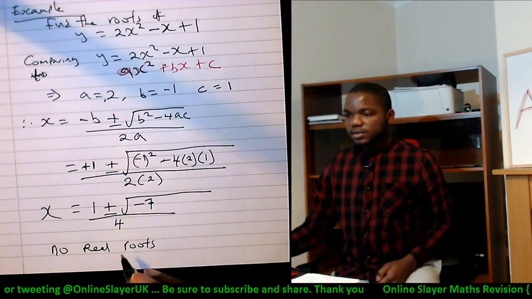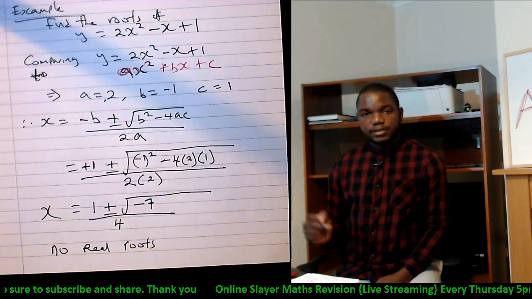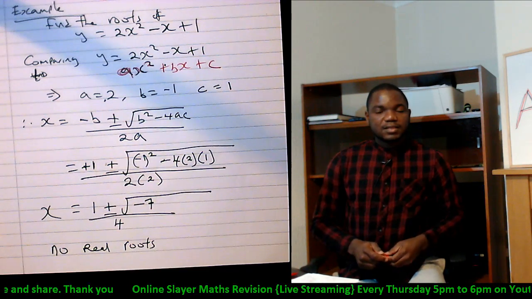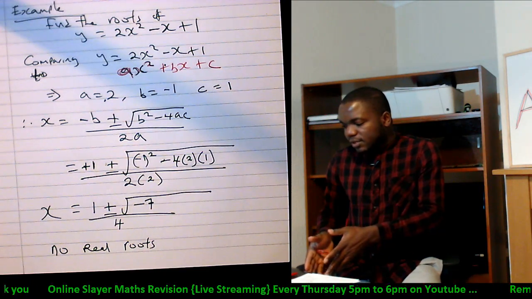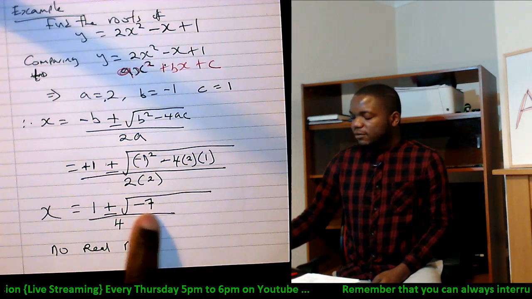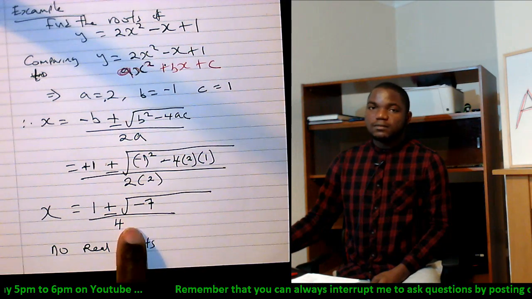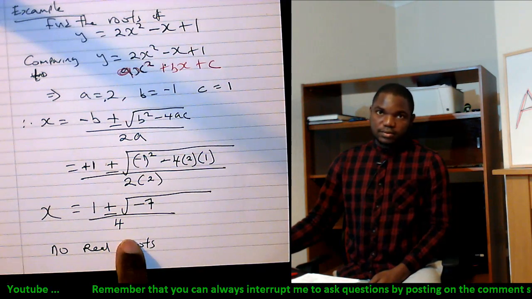Okay, no real solution to this quadratic expression or equation. So we were told to find the roots, but now we've seen that the roots are 1 plus root minus 7 over 4 or 1 minus root minus 7 over 4. So there are no real roots.